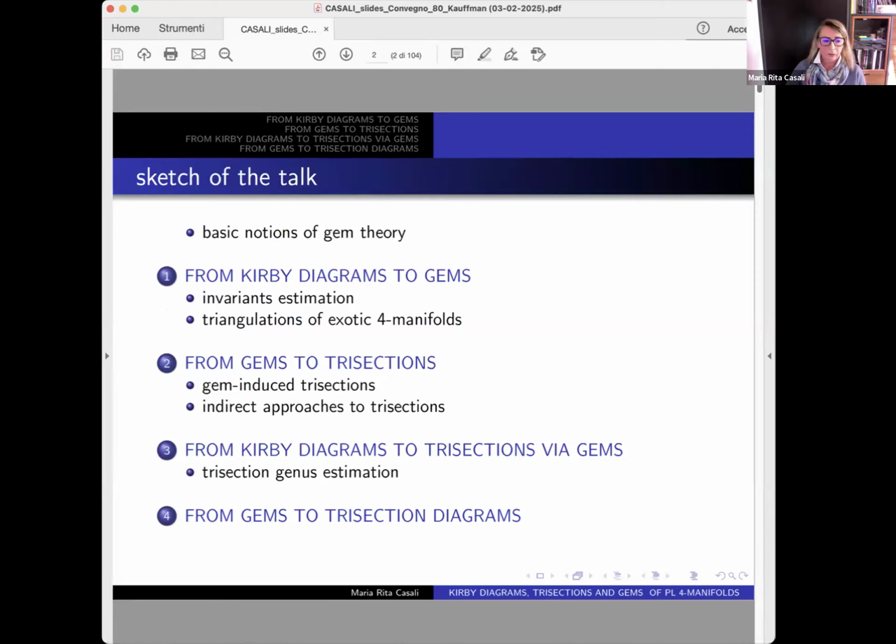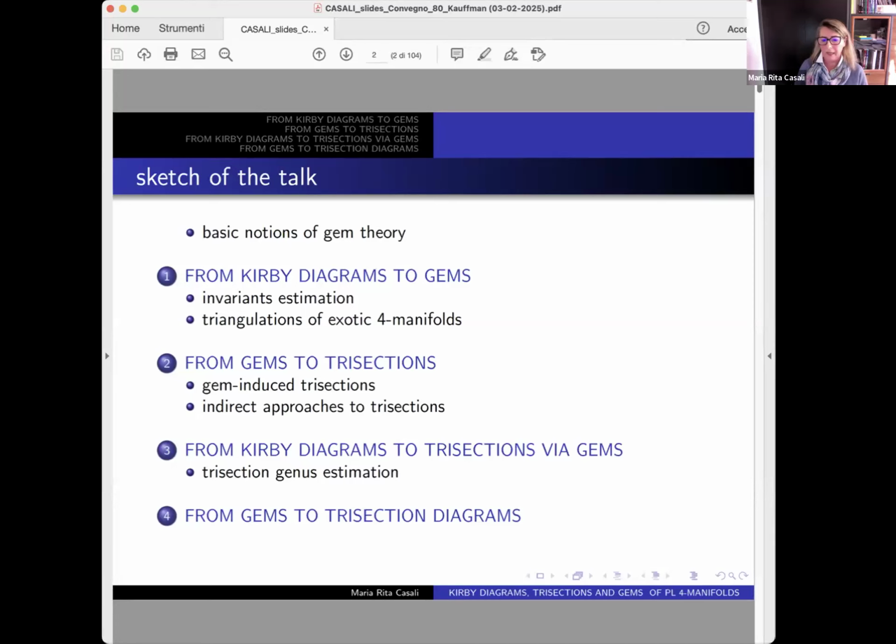Then I will introduce trisections induced by GEMs, both directly and through two indirect approaches, which allow suitable estimations of the trisection genus. Further, I will focus on the double passage from Kirby diagrams to trisections via GEMs, which enables us to estimate the trisection genus of all closed orientable 4-manifolds in terms of the combinatorial properties of an associated Kirby diagram.